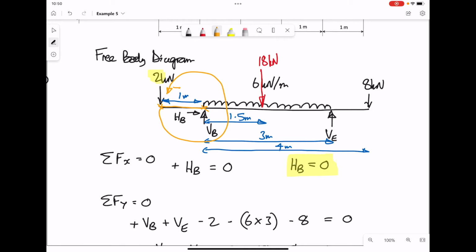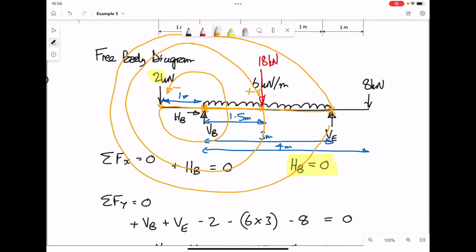Next, consider the 18 kilonewtons from the UDL. Again, imaginary piece of string holding it at point B. How would the 18 kilonewtons want to rotate around point B? It would want to rotate around in a clockwise direction, therefore it would be positive moment. VE. Again, imaginary piece of string holding it at point B. How would the VE force rotate around point B? It would want to rotate around in an anti-clockwise direction, therefore it would be negative.